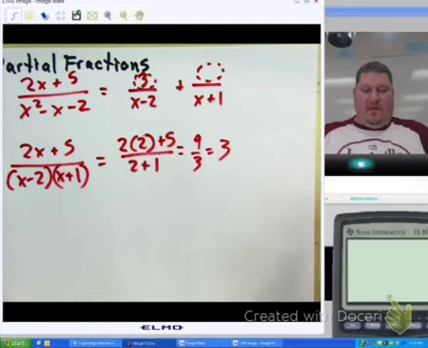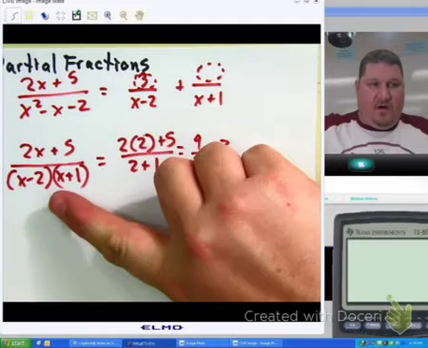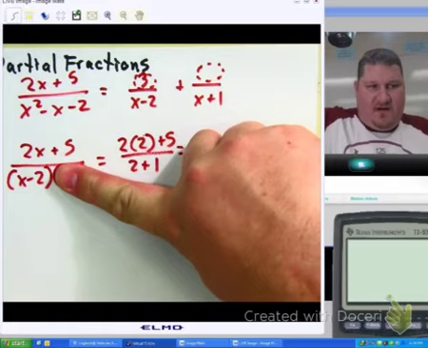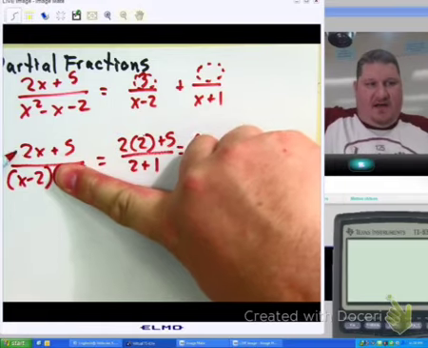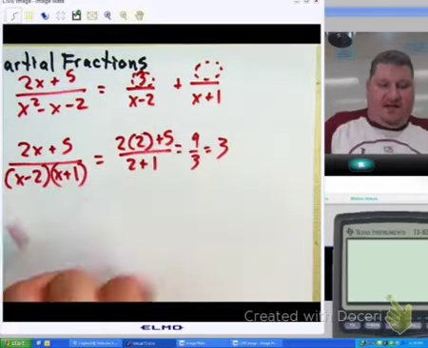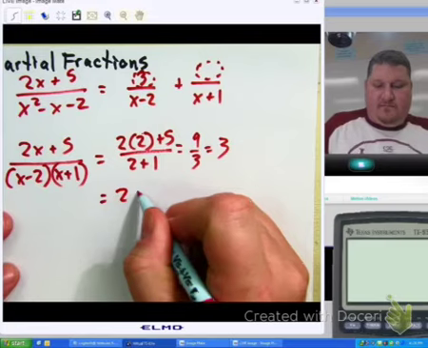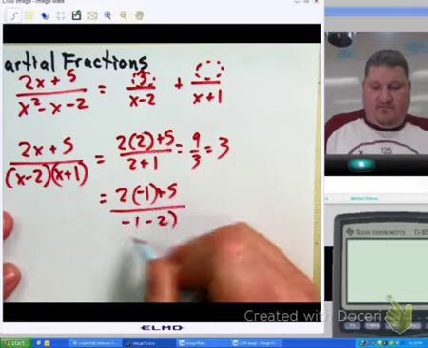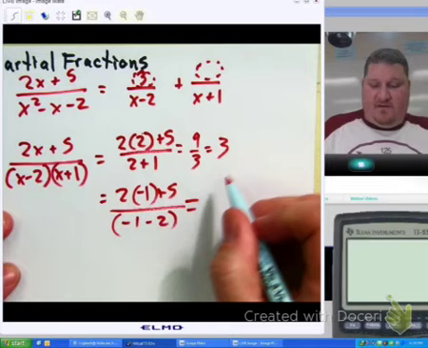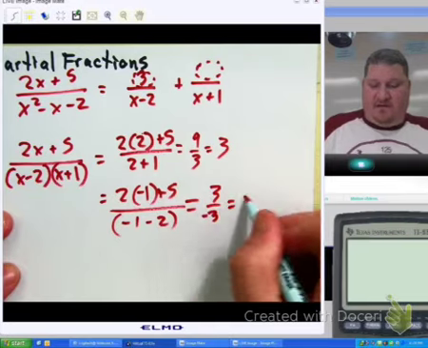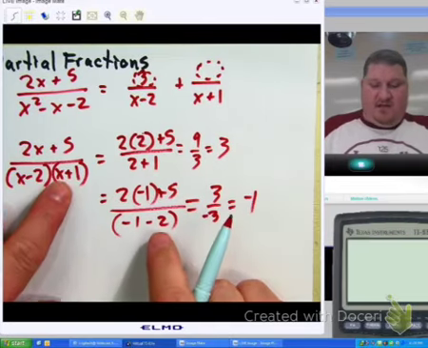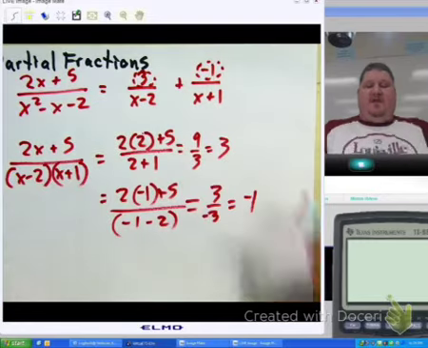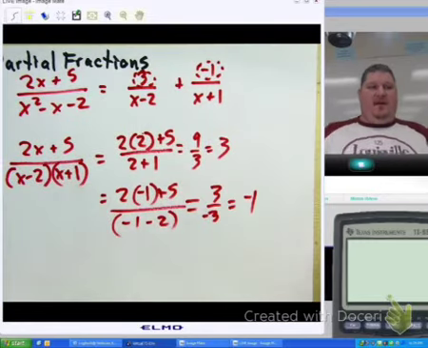I'm going to do the same thing for the other one. What would make x plus 1 zero? -1. So I'm going to cover it over. Plug in -1 for every remaining x. And that brings me to 3 over -3, which is -1. Since I plugged in the -1, that's what it goes on top of. That is now broken up.